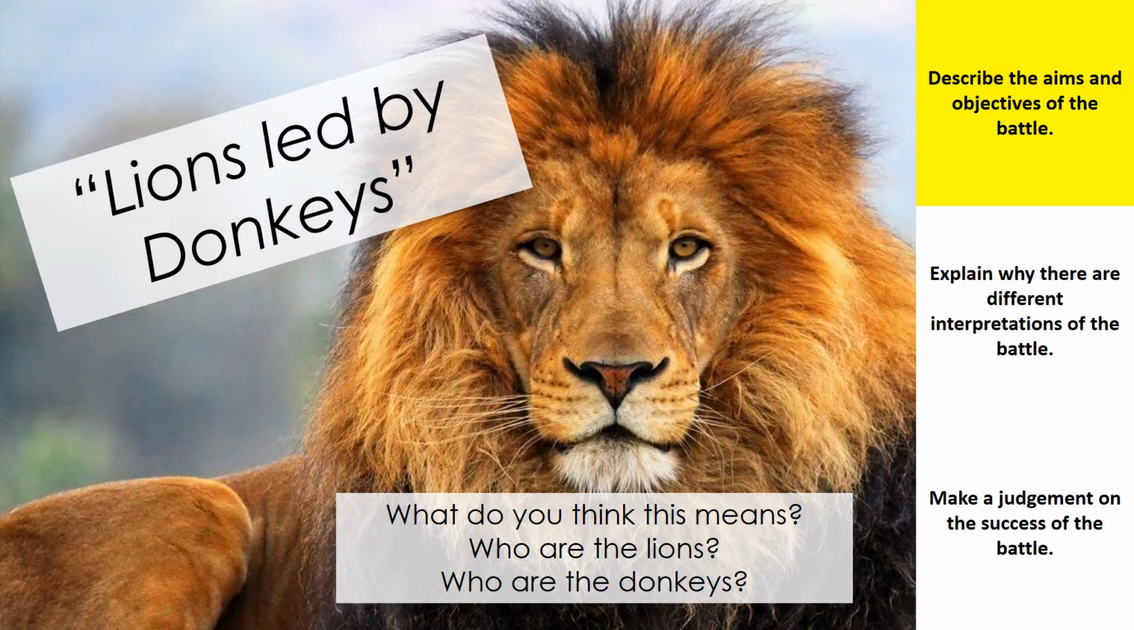Well, the lions are supposed to be the British soldiers who are out there fighting on the front line during this battle. They are the lions. And the donkeys are meant to be the British commanders who were in charge of the army. So this is a common phrase used to describe the Battle of the Somme, that lions, so the bravery of the soldiers out there fighting, were led by donkeys. So the commanders with very poor tactics.